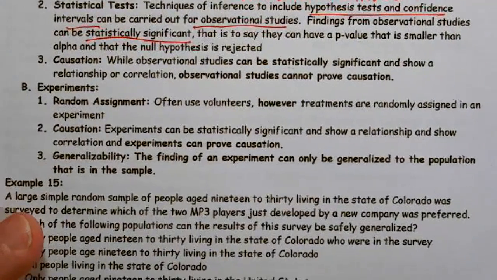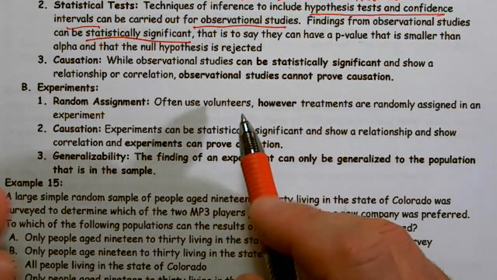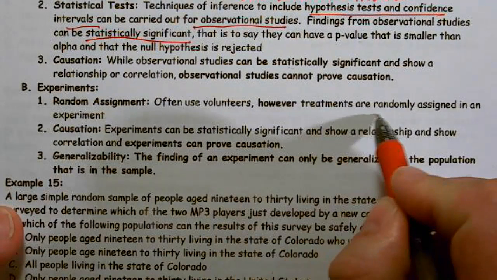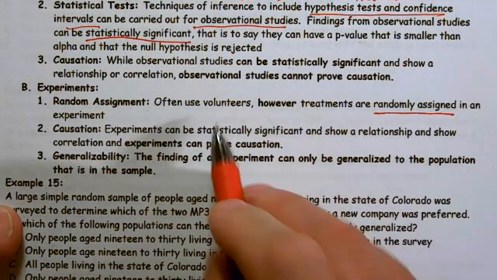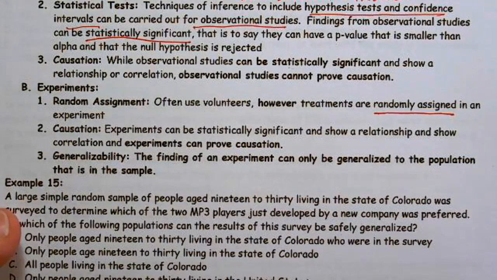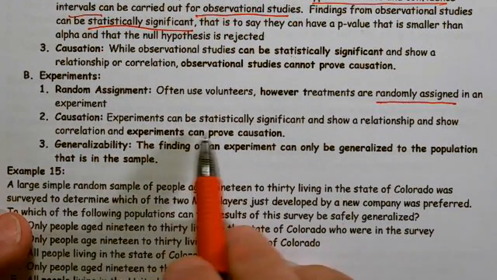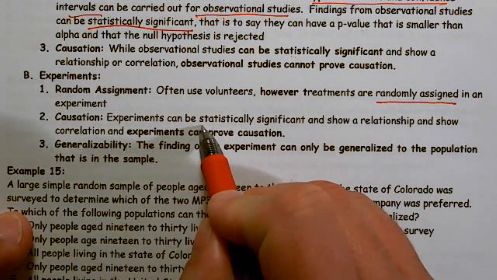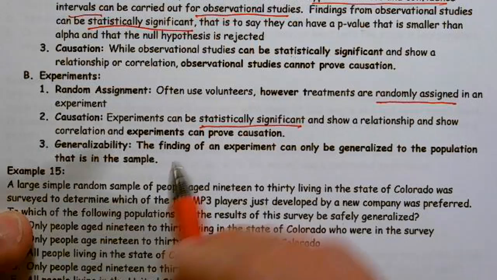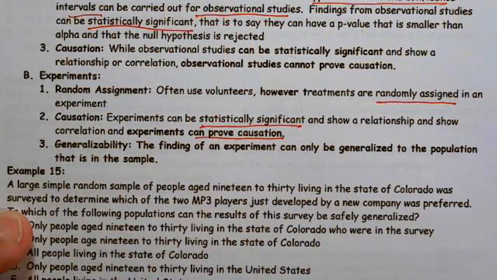In an experiment, treatments are randomly assigned. We often use volunteers for the study because you have to, like if you had a cancer study, people need to volunteer for the study. However, the treatments are randomly assigned. So you volunteer for the study, but you don't get to choose your treatment. Once again, like observational studies, experiments can be statistically significant, but they can prove causation, whereas observational studies cannot.